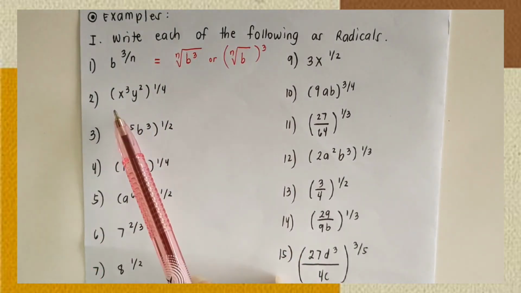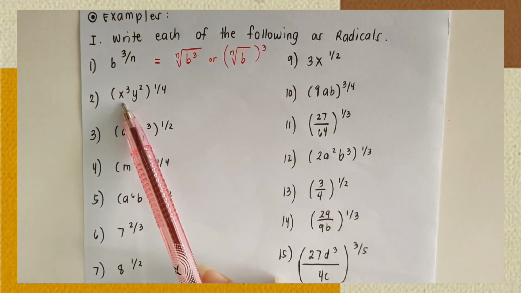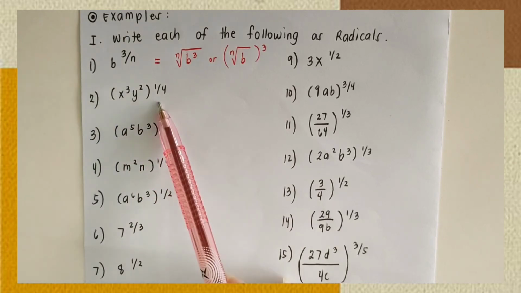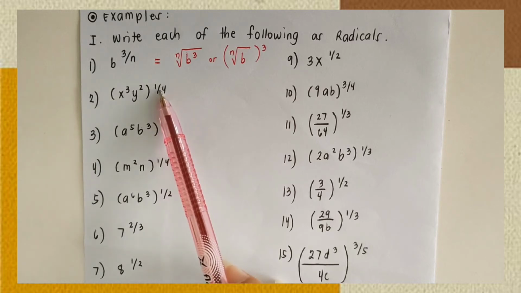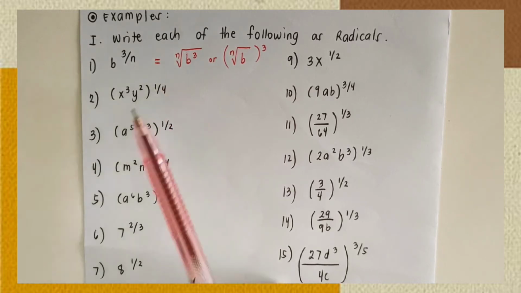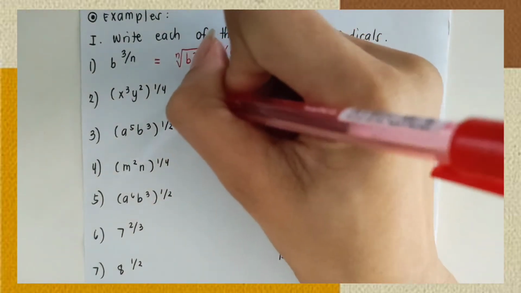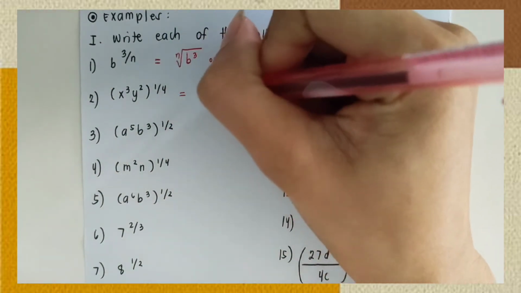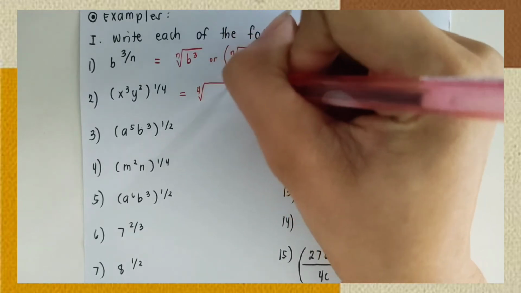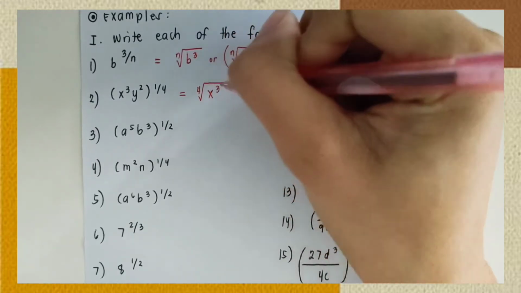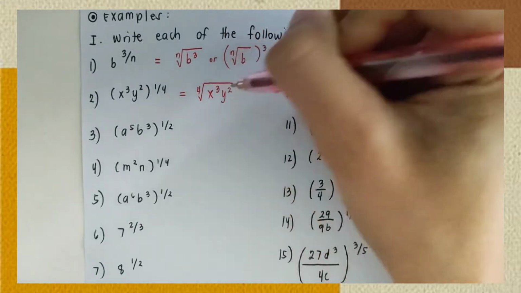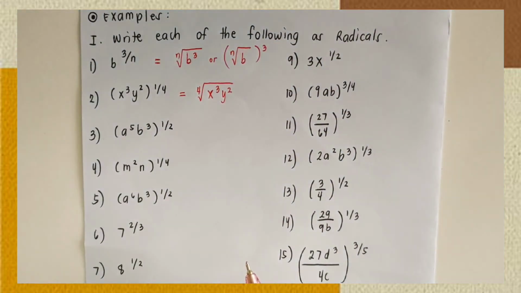Okay, number 2, the quantity of x cubed y squared raised to 1 over 4. The denominator will be our index. So we will just copy this one, our base. So we have 4th root of x cubed y squared. That is now our answer.